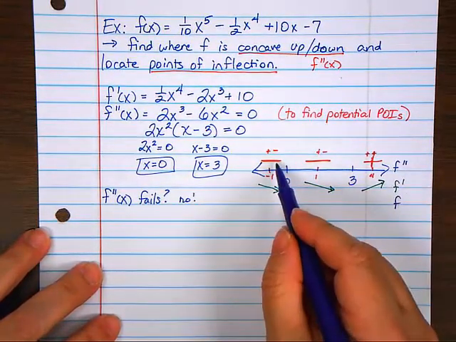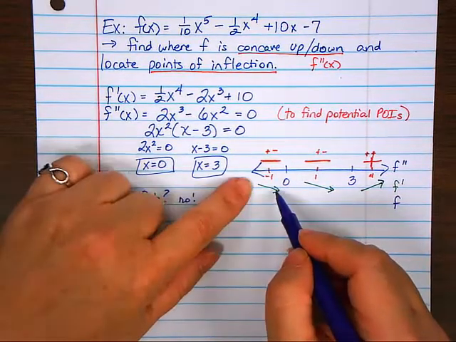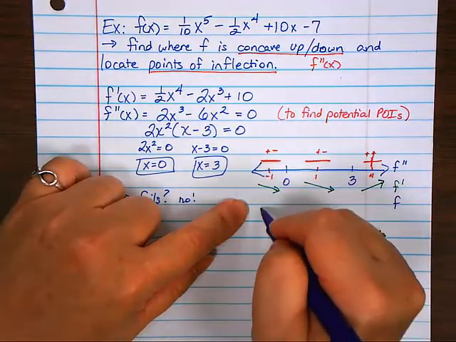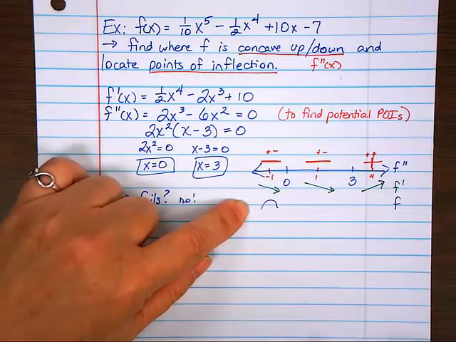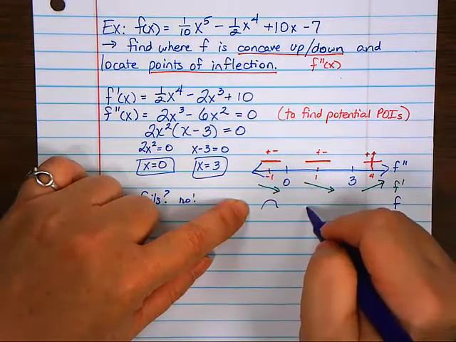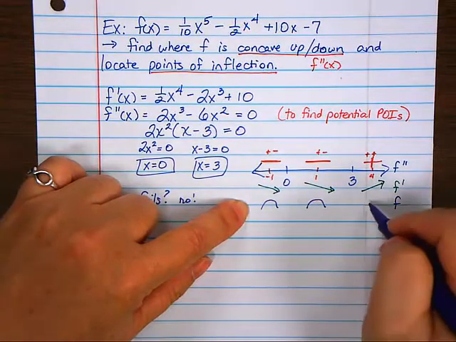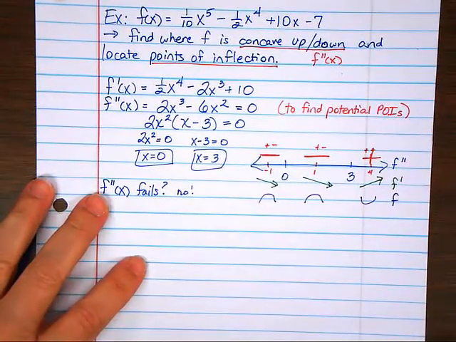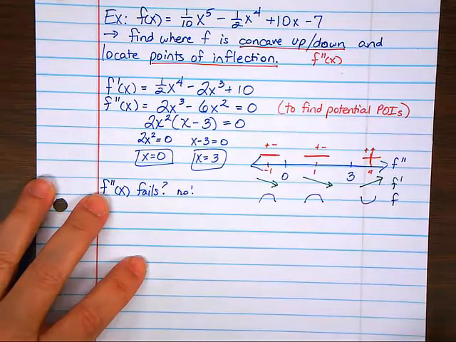When f double prime is negative, f prime is decreasing. F is what? Concave down. So draw a little concave down like that. Next one, concave down again. Concave up. Okay? Are we good on that?